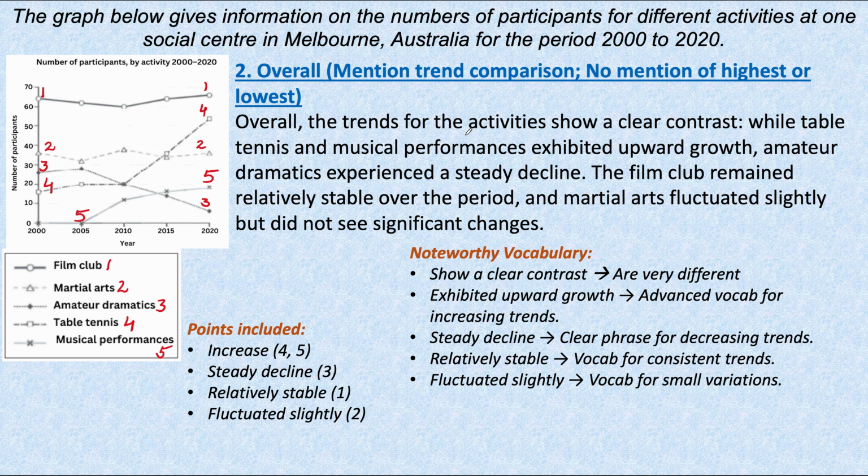Overall, the trends for the activities show a clear contrast. That is, they are very different. While table tennis and musical performances exhibited upward growth, amateur dramatics experienced a steady decline. The film club remained relatively stable over the period, and martial arts fluctuated slightly but did not see significant changes.